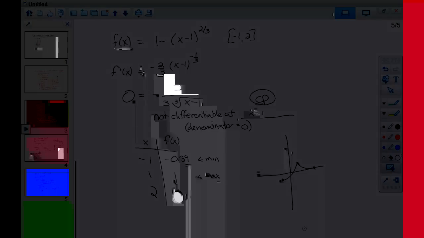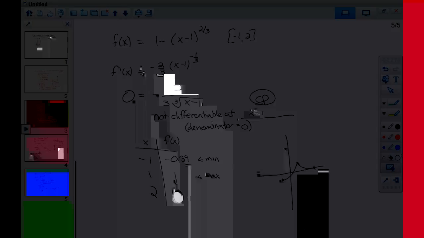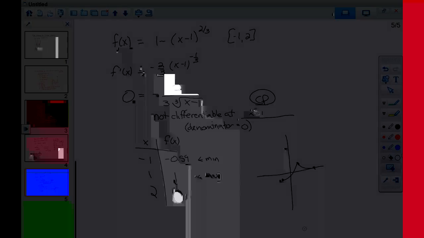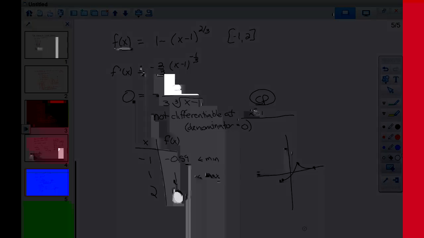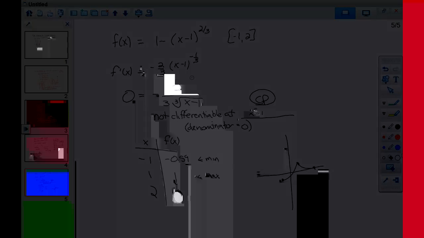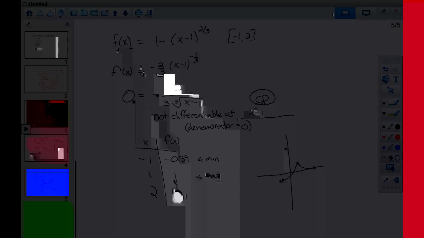All right, are you good? Think you can do this? The hardest part of a lot of these is the algebra. Honestly, the derivative becomes very easy. You get so used to doing them. Algebra is where you might hit a snag.